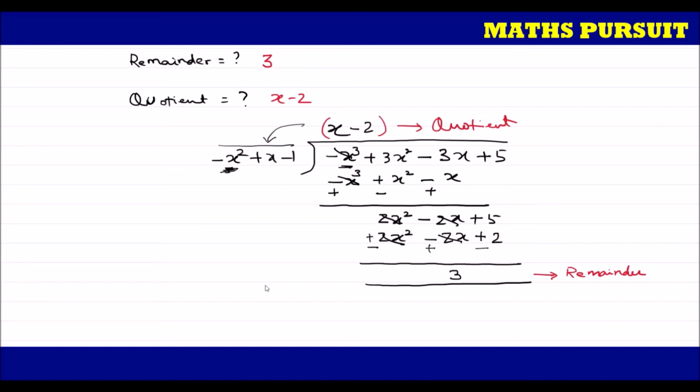Now how do we write down our division algorithm? I believe guys you very well know what our division algorithm is. Our division algorithm is nothing but dividend is equal to divisor into quotient plus remainder. This is altogether known as the division algorithm.